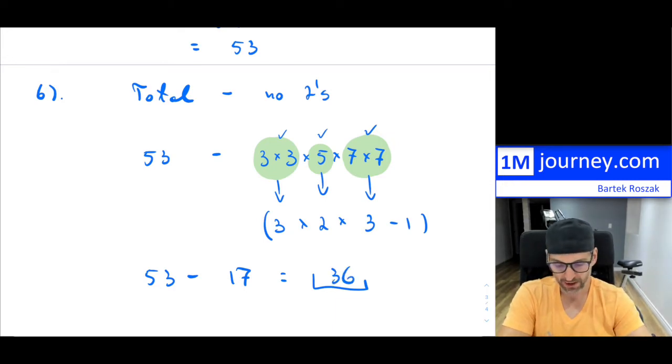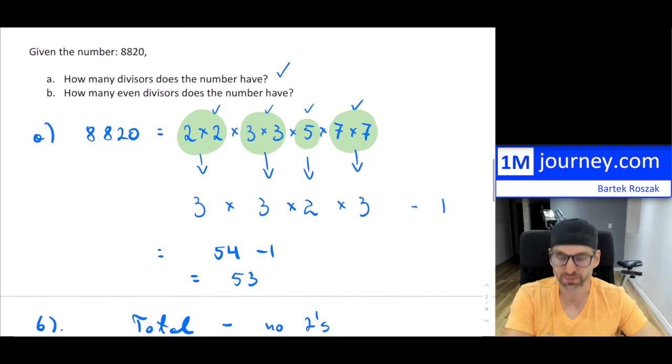36. So that's how you can approach this particular question. So total minus no 2's, right? Because as soon as you have a 2, then it makes it even, okay? So that is this particular example.